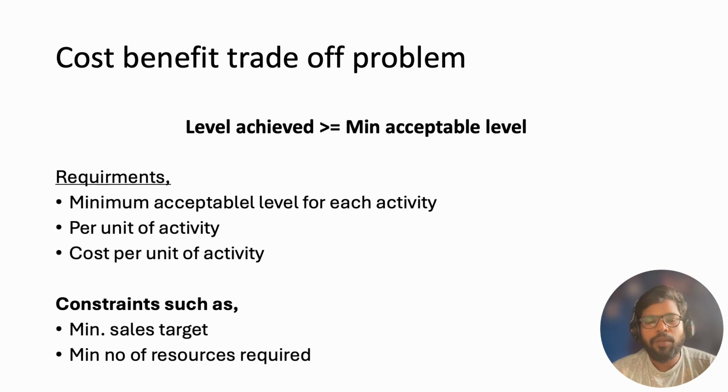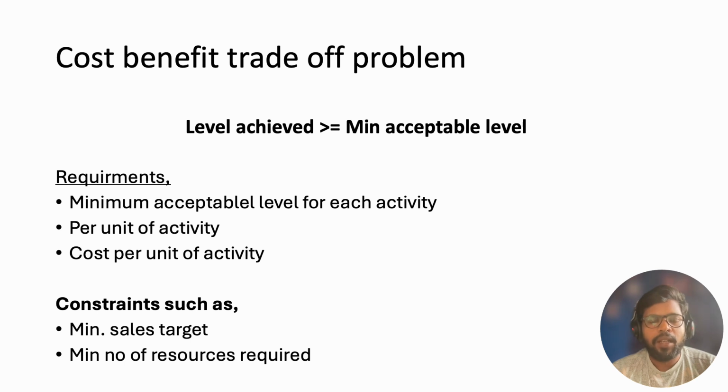In the previous video, we discussed how ABC Cosmetic Company could meet its sales target at minimum cost of advertising. We call this problem an advertising mix OR problem. Here, the objective is to achieve a minimum target set by the management using minimum resources. These types of problems are called cost-benefit trade-off problems. We need the following input for these types of problems.